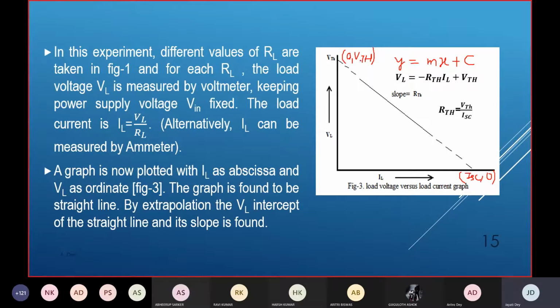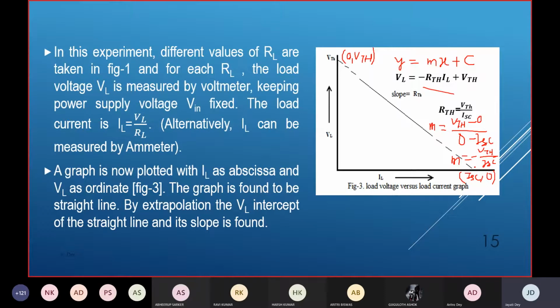So we are getting 2 points. The y coordinate is VThevenin here, and here it is 0. So the slope m will be VThevenin minus 0 divided by 0 minus ISC. Am I correct? So that is minus VThevenin by ISC. That is m, and m is equal to minus RThevenin, so RThevenin is VThevenin by ISC. So if you know the VThevenin and the ISC, you can easily find out the RThevenin.